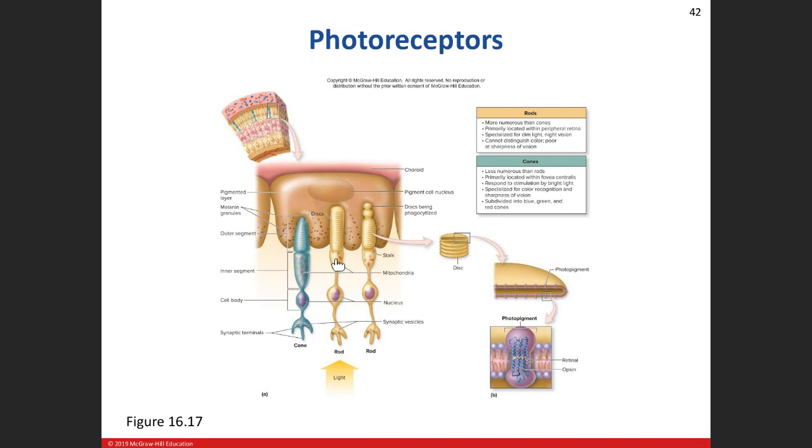Rods, dim light, night vision, okay? Questions? Okay. So, remember that term transduction? Talked about it at the beginning of this chapter. Transduction is when you're going to take the stimulus energy and convert it into an action potential. So we're now going to talk about taking that light energy and converting it into an action potential.